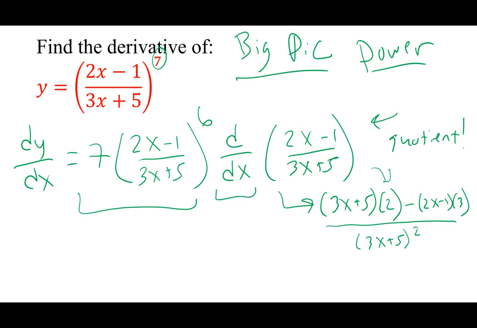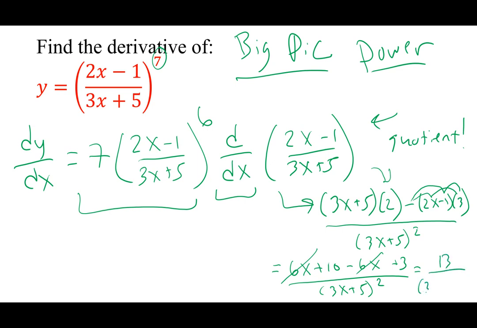It was here that I used the chain rule after I did the power rule. Let me go ahead and clean this up a bit. So that's going to be 6x plus 10 minus 6x plus 3. Remember, you have to do negative 2x times 3 and then negative 1 times 3. And that's all going to be over (3x plus 5) squared. Those 6x's are going to cancel, which means this is going to wind up being equal to 13 over (3x plus 5) squared. So this here is the result that I get when I take the derivative of the inside.